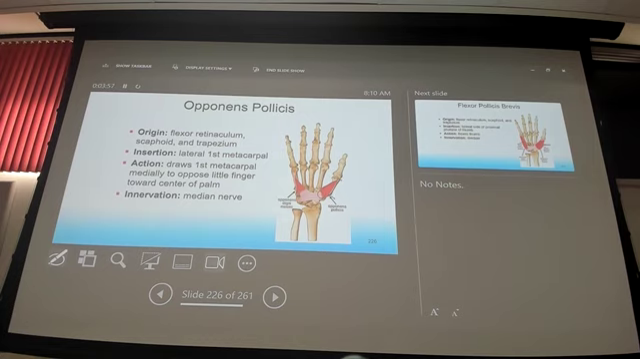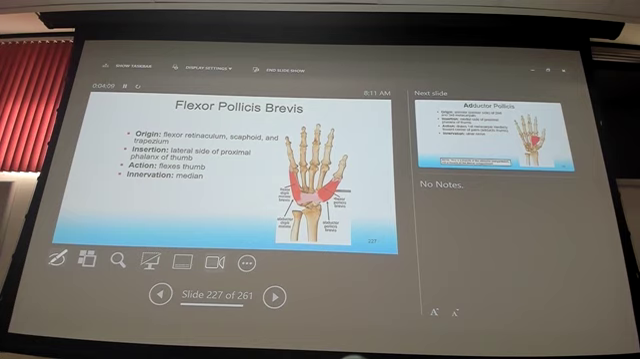And its job is to draw the first metacarpal medially to oppose it with the pinky. It's going to bring it across, bring the thumb this way. And also median nerve.